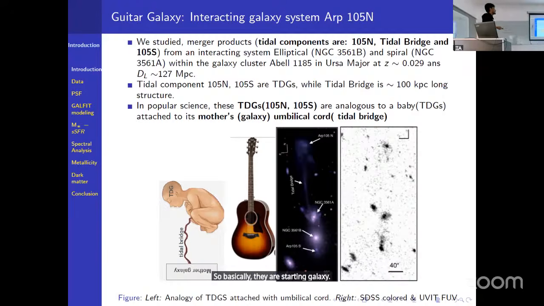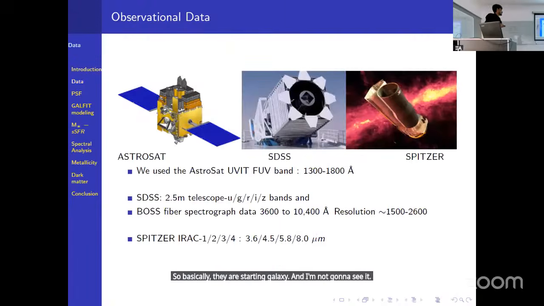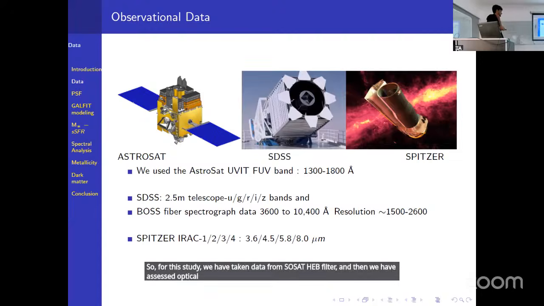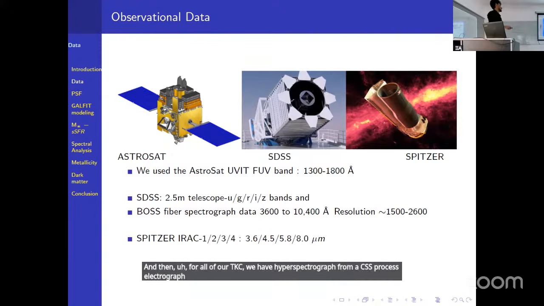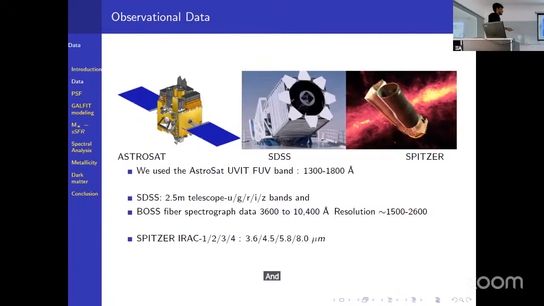At the dwarf galaxy scale. So for this study, we have taken data from the Swift UVOT FUV filter, and then we have SDSS optical and near filters from the SDSS telescope. SDSS is a 2.5 meter telescope using ugriz bands, and for one of our TDGs, we have a spectrograph from SDSS also. And finally, we have Spitzer data from the IRAC 1 to 4 bands, from 3.6 micron to 8 micron.